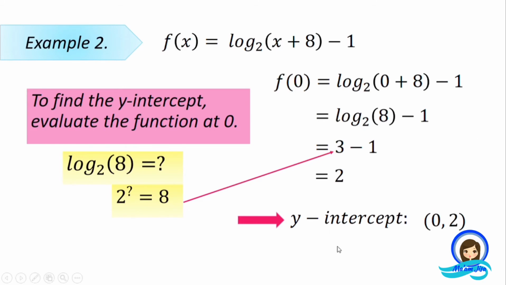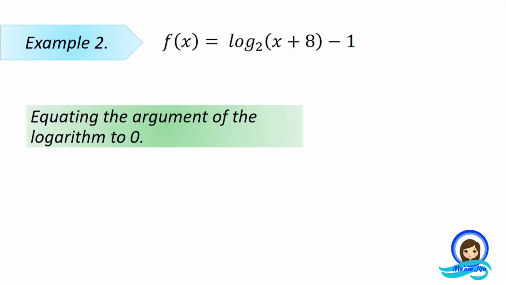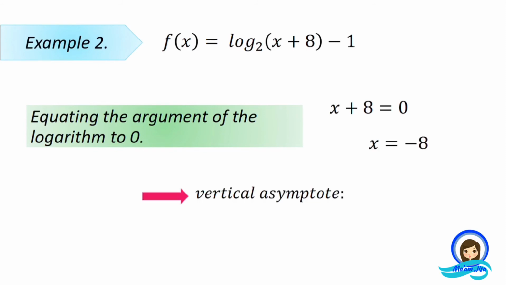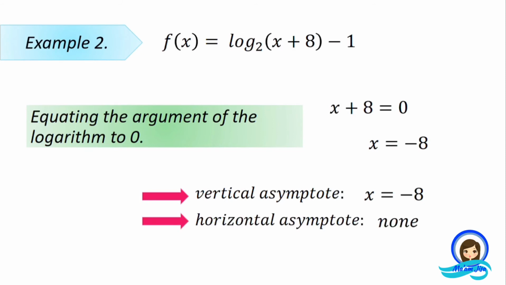At this particular point, the graph crosses the y-axis. So you just have to recall the laws of logarithms to be able to find the value of what is asked in the statement. Now for the vertical asymptote, equate the argument of the logarithm to 0. So that would be x plus 8 equals 0. Therefore, x equals negative 8. And this is our vertical asymptote, the line x equals negative 8. There is no horizontal asymptote.